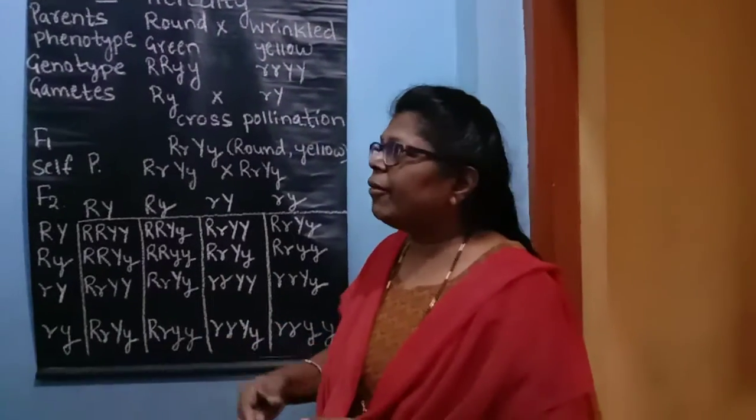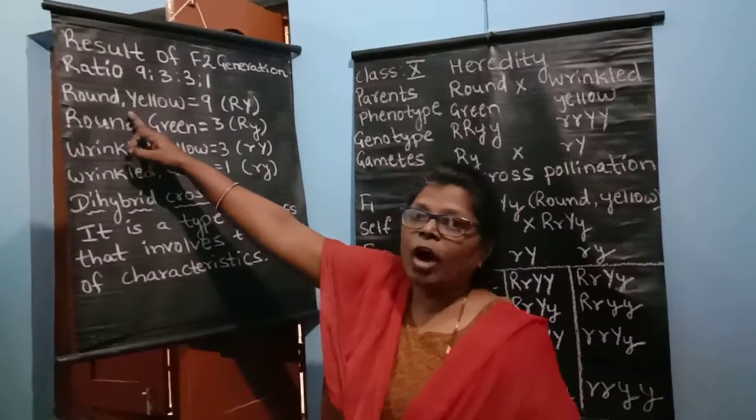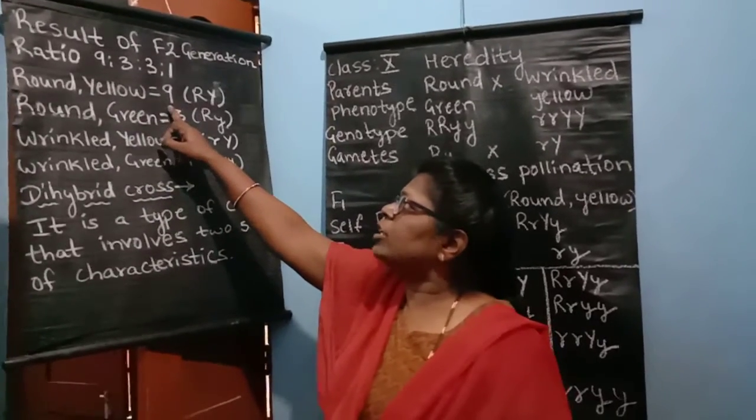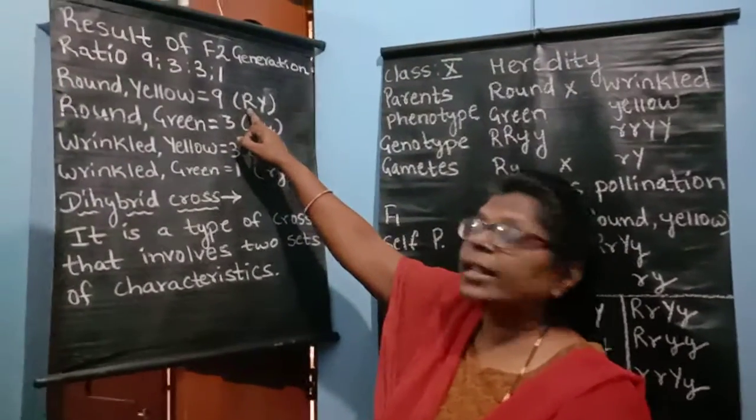So how did he get the ratio? Let us see this ratio. Now round and yellow. That means the seeds were round and yellow. It was 9. How will we identify that these are 9? So what are the gametes?